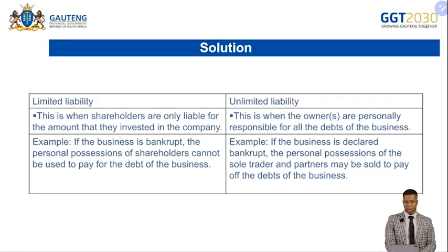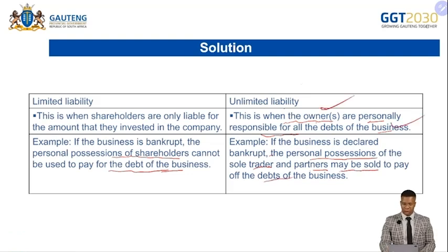Hence, we have the example. An example is that if the business is bankrupt, the personal possessions of the shareholders, who are the owners, cannot be used to pay off the debts of the business. So this mostly applies to companies. And then unlimited liability is when the owners are personally responsible for the debts of the business. So for a sole trader and for a partnership, this is largely applied. An example is that if the business is declared bankrupt, the personal possessions of the sole trader or partners might be sold to pay off the debts of the business.